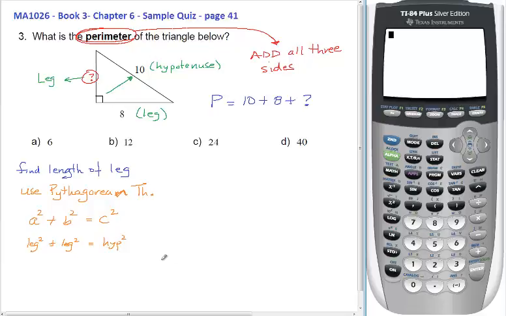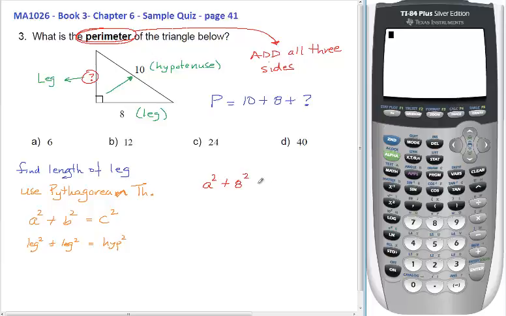Now we know the hypotenuse, so we're going to have to subtract here. Anytime you're looking for a leg, you always subtract. Let's look at 10, which is the hypotenuse, and put that in here for C, and I'm going to put 8 in here for B. Then I have to solve for A, meaning I have to bring B squared over to the other side. So let's go through that process. We have A squared, where A is the missing leg, and B is the other leg we know.